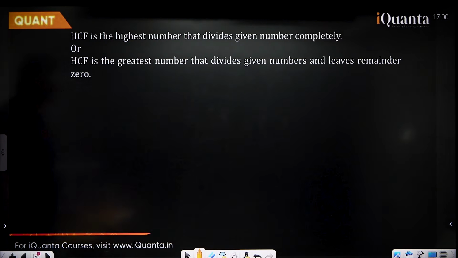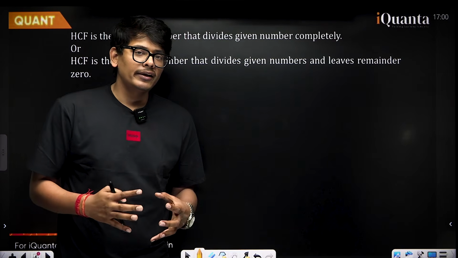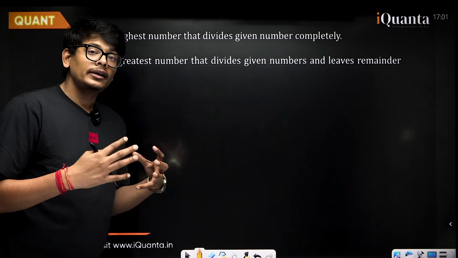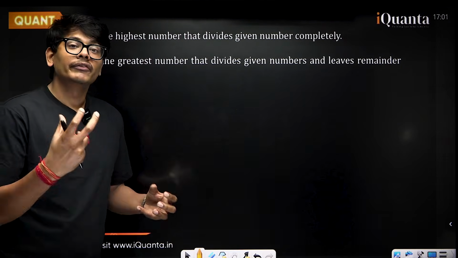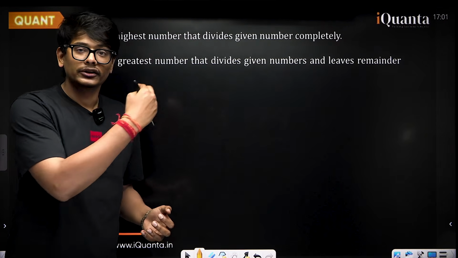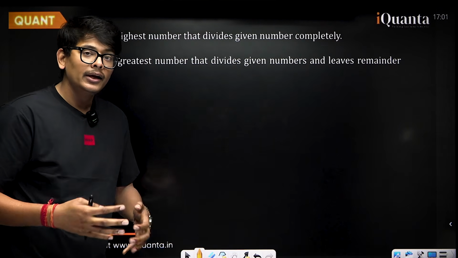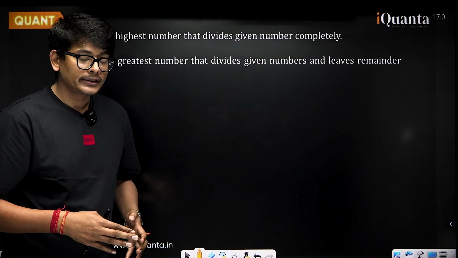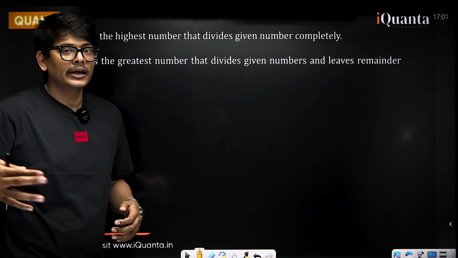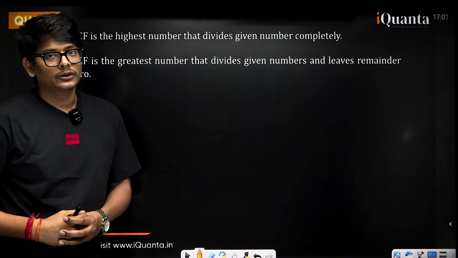Now let's go to the definition of each and every term and see a few application based or definition based questions of each topic. First we will understand the definition of HCF, then we will solve a few questions related to HCF, then we will move on to LCM and see a few definition based questions of LCM.